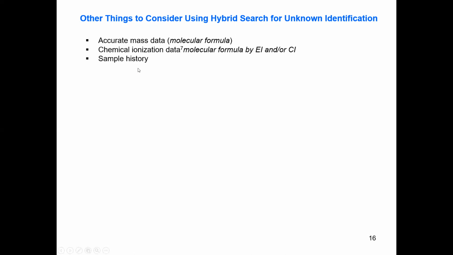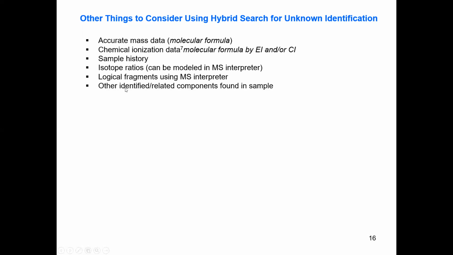Sample history: talk to your chemist, talk to your engineer, talk to anyone that knows where the sample came from, because that'll lead to insight in what it might be. Isotope ratios can be modeled in MS Interpreter, as we talked about in, I think, session 2. Logical fragments: MS Interpreter shows you fragments, so use that information to support whatever you propose to help you identify. You never look at a sample within a GCMS run by itself.